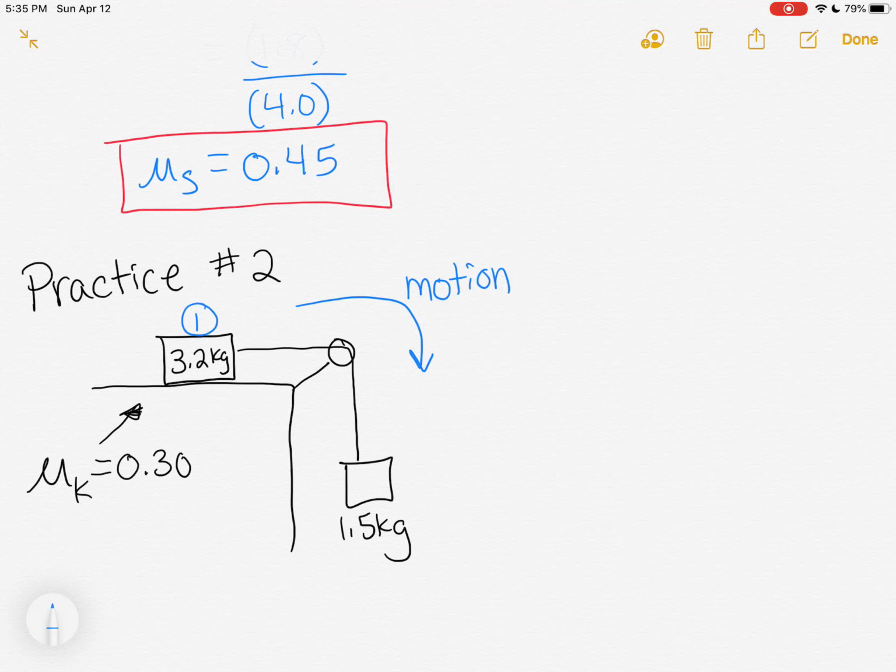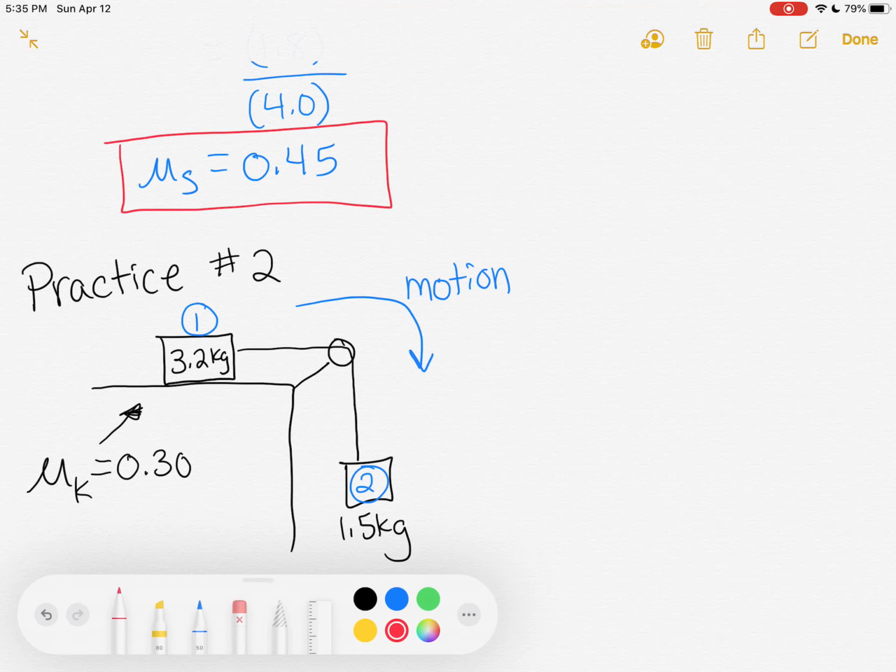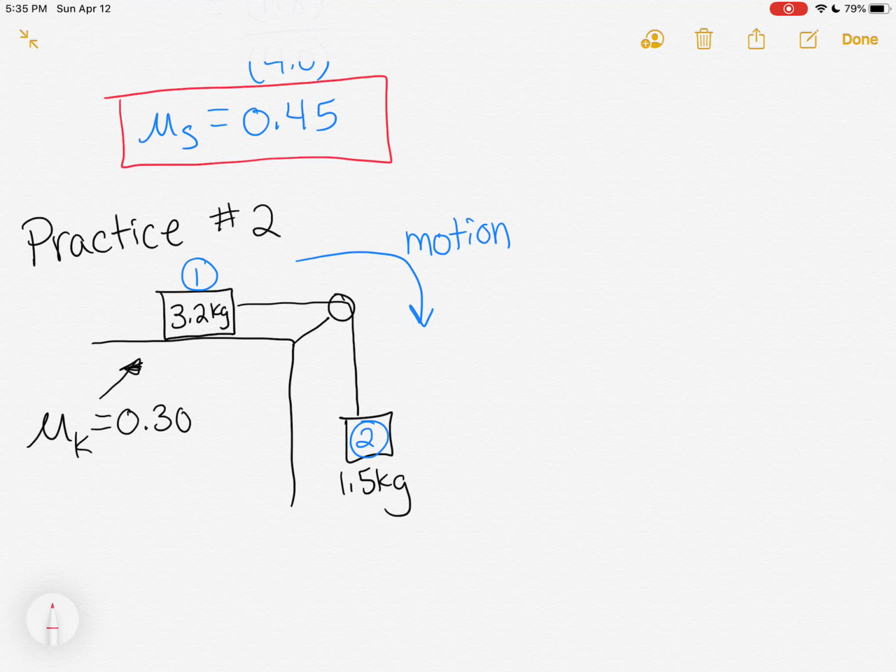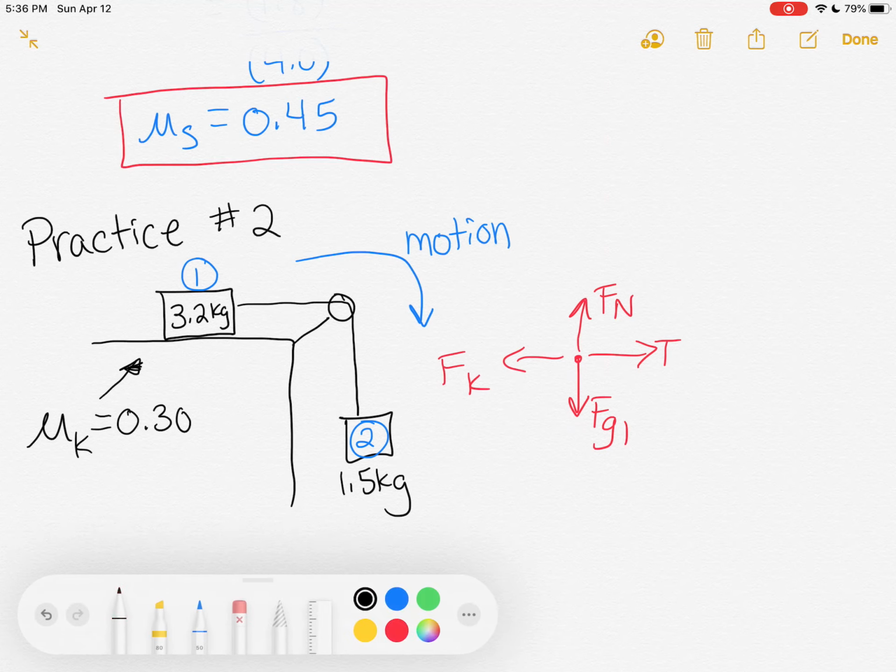Okay, and I'm going to say again that my block on the table is going to be block number 1. My hanging block is going to be block number 2, so that I can keep them straight when I am drawing free body diagrams. So free body diagram for block number 1, we're going to have our FG1 pulling it down, FN going straight up, we'll have our FK, and then we'll have our tension.